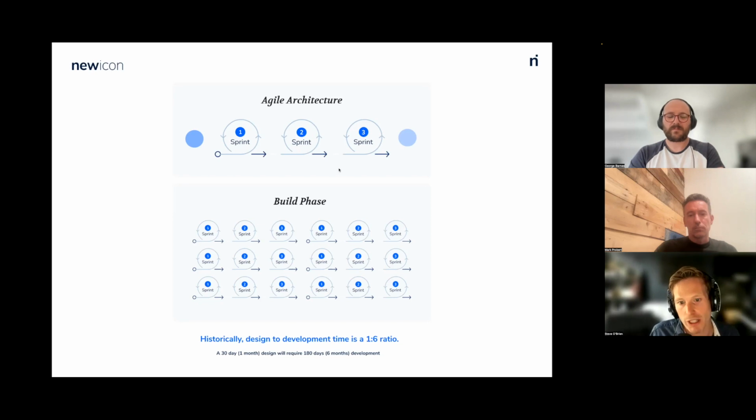So early on, we will give a ROM and we will just say, well, we think it's between, based on our uncertainty, X and Y, because we still don't know. In order to know, we need to do this piece of work. We need to do this Agile architecture piece of work, which is like a discovery.